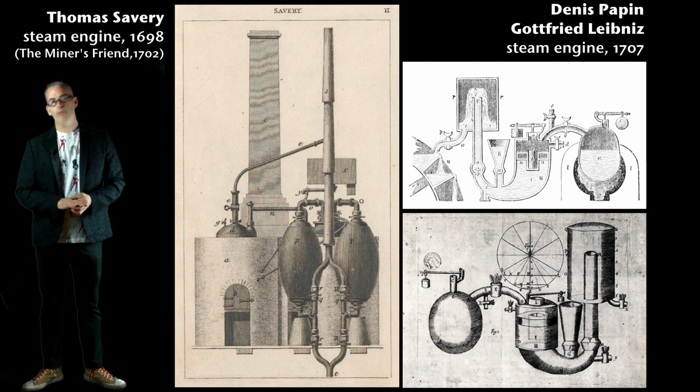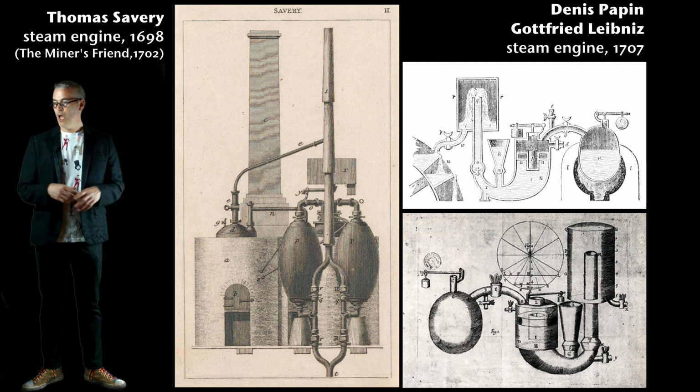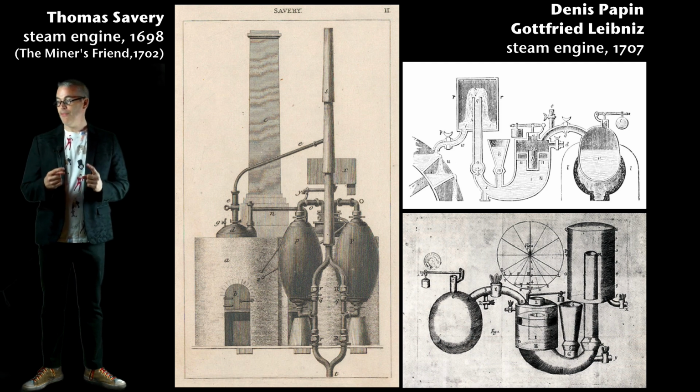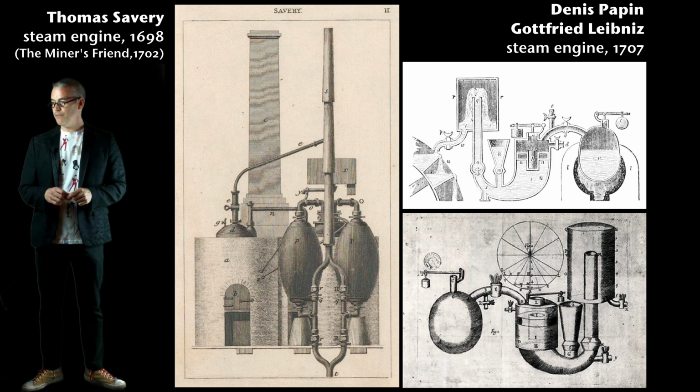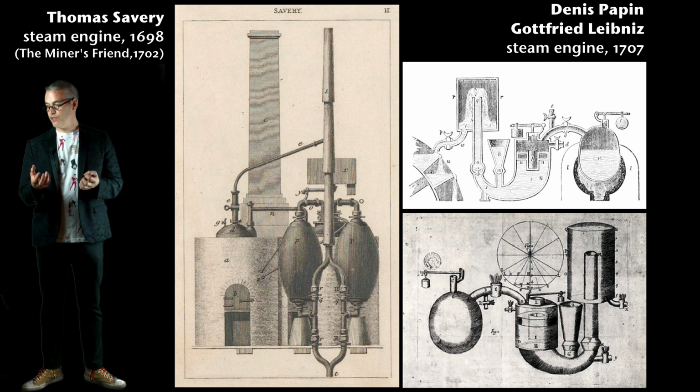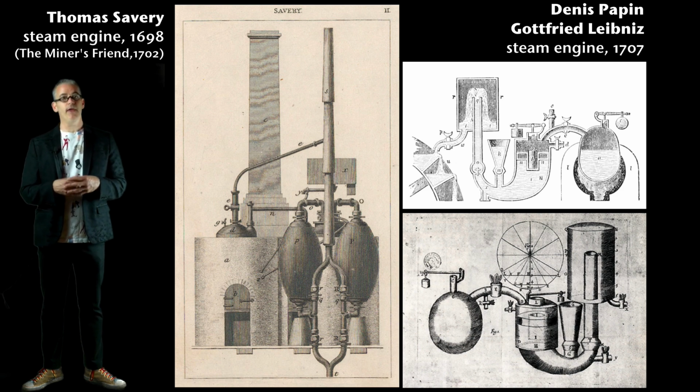Savery's device didn't end up working because atmospheric pressure wasn't strong enough to pull water out of a mine, but it got people thinking about this idea of using a pump. And then we go back to Denis Papin, who was back in Germany at this point, working with Gottfried Leibniz, and he combined some of this thinking, the piston and the condensation, to make the first steam engine. And they used it, of course, to power a boat.